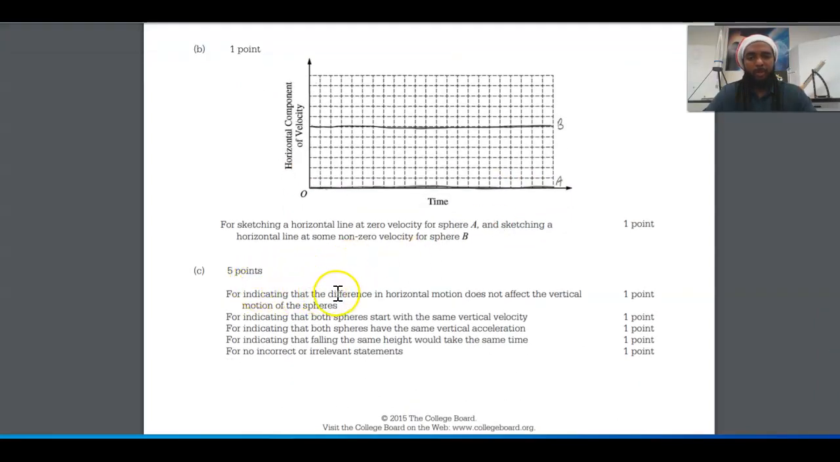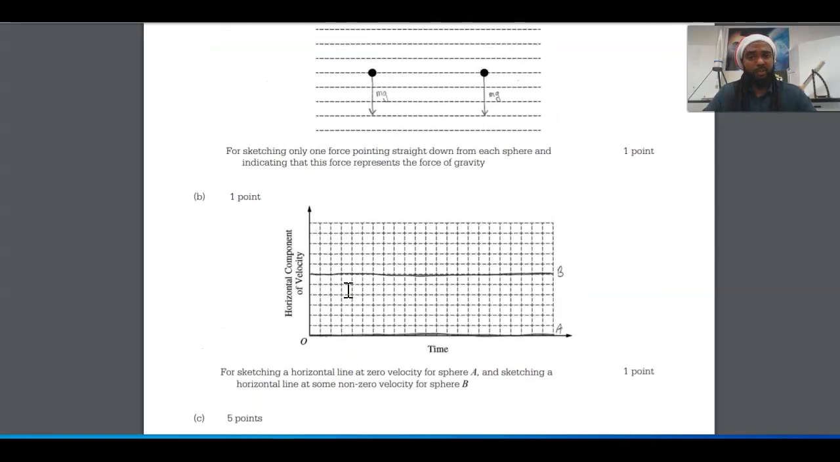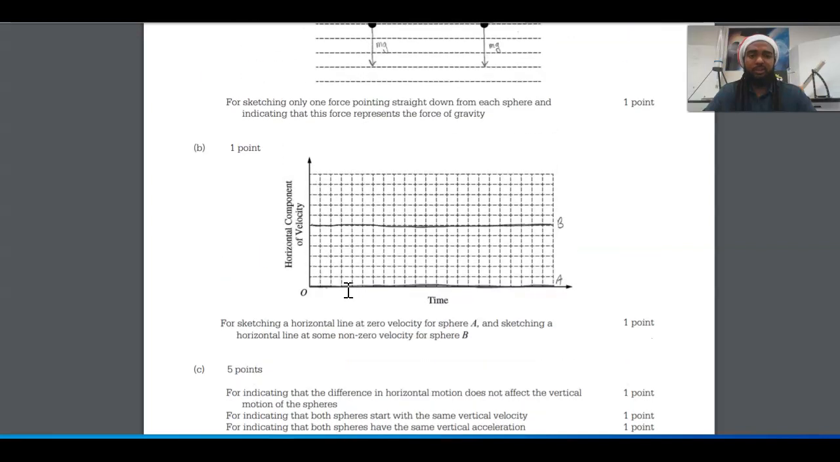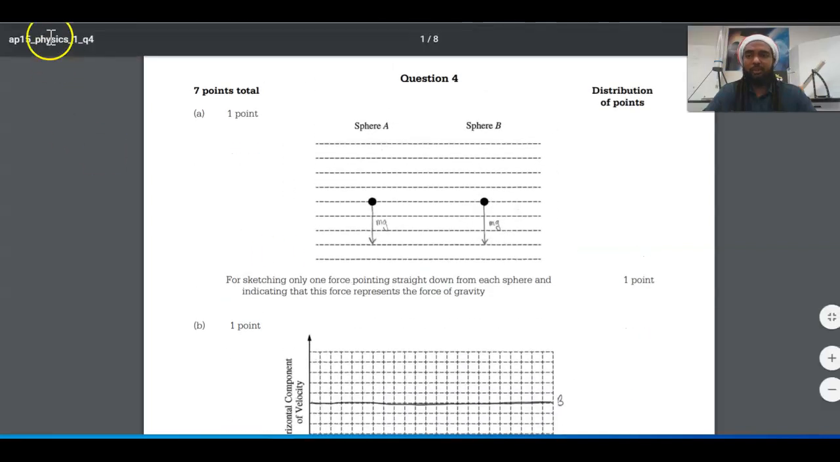and then the bulk of the points, 5 points, for the explanation. You need to indicate that the horizontal motion does not affect the vertical motion. You need to indicate that they both started with the same vertical velocity. You need to indicate that they have the same vertical acceleration and that therefore falling the same height would take the same amount of time. And as long as you put no incorrect or irrelevant statements, you get a point for that. So don't go rambling unnecessarily like I tend to sometimes. Just stick to the main points. 7 points, 15 minutes. Quite easy if you know what you're doing.